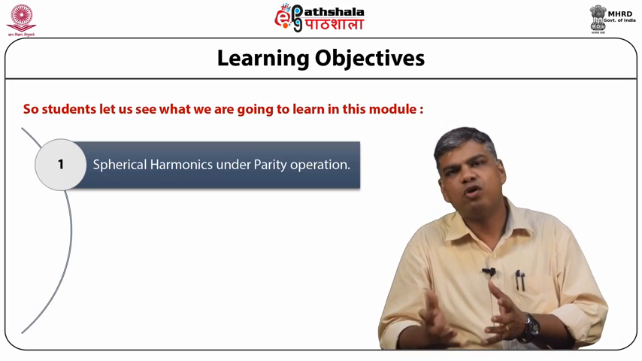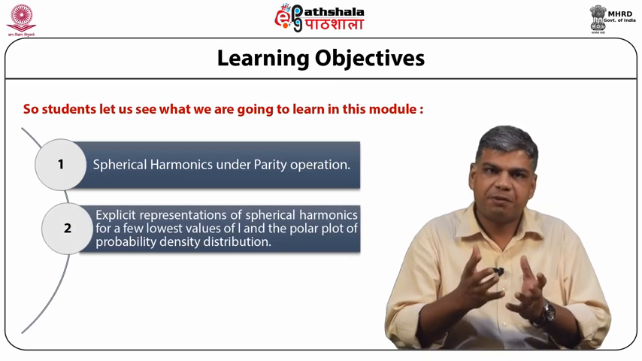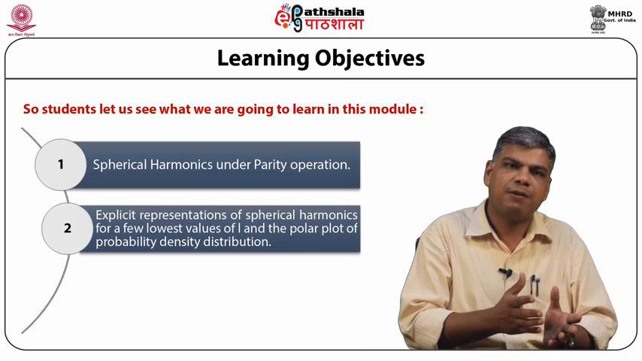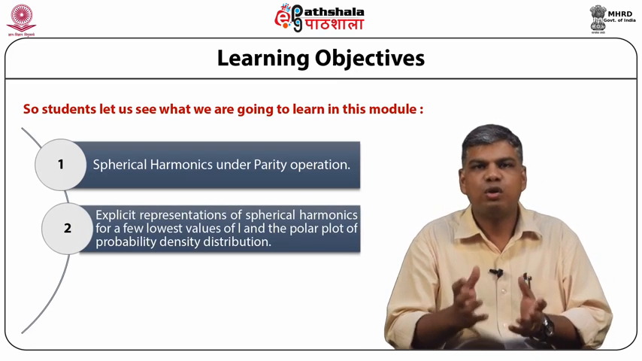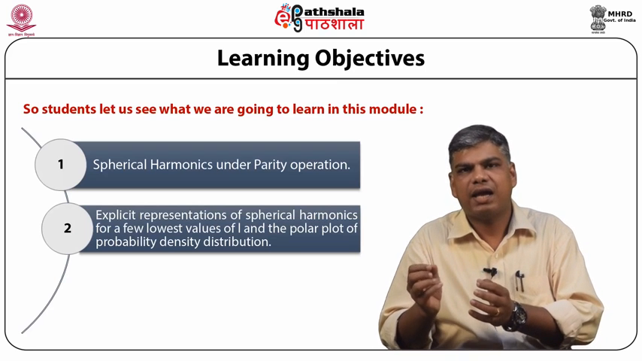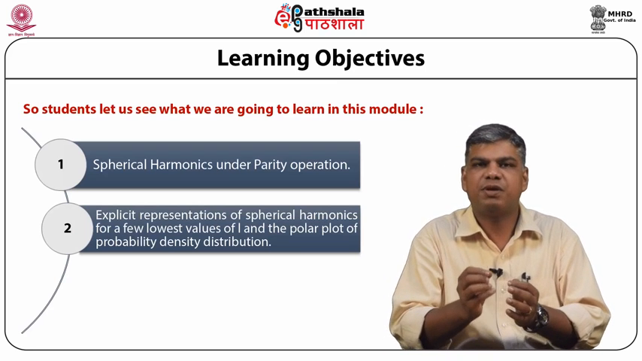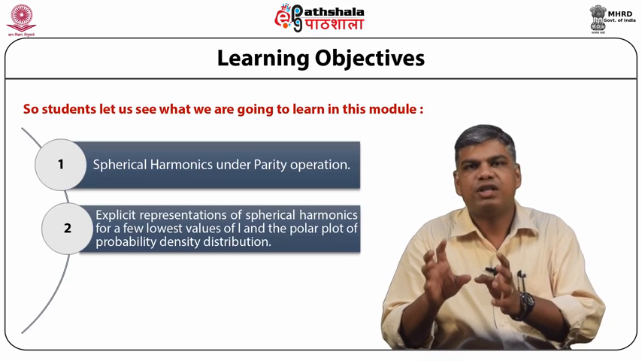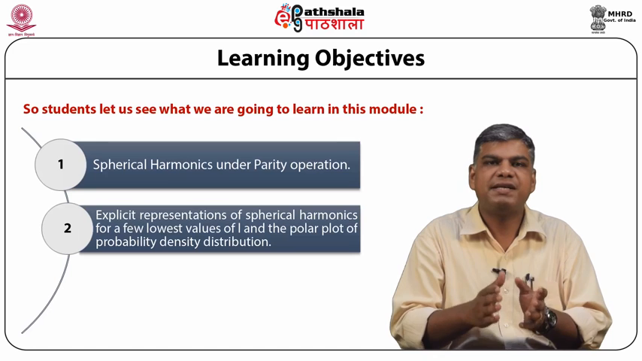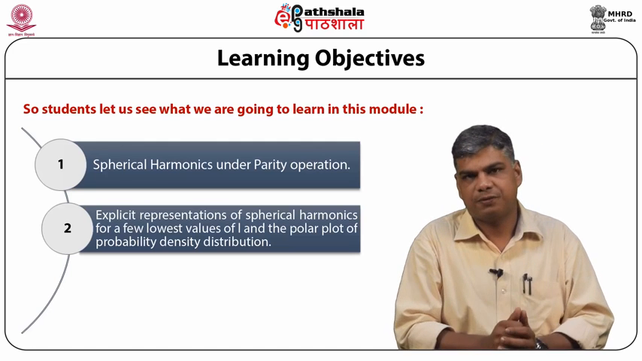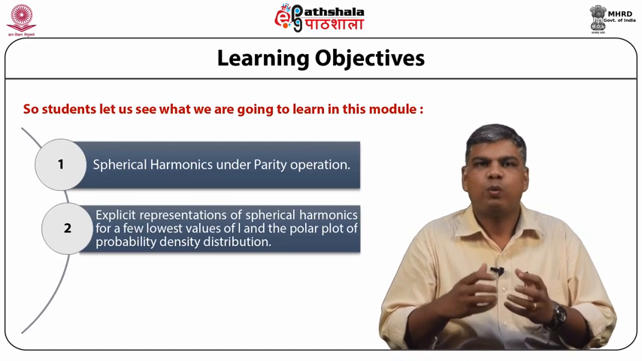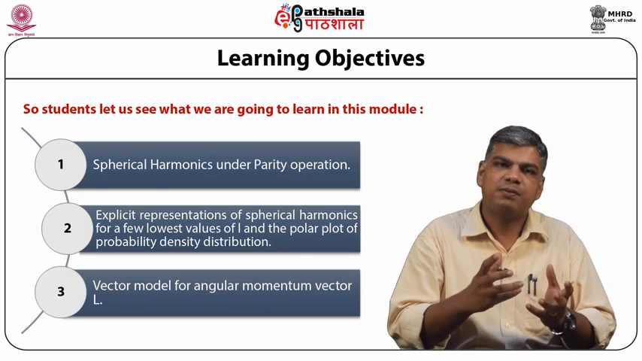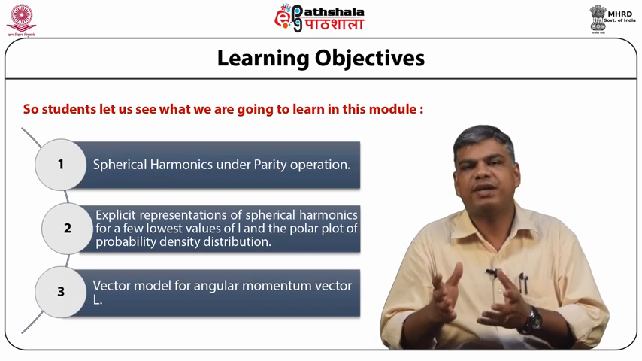Then we'll move on to the explicit representations of spherical harmonics for a few lowest values of the orbital angular momentum number L, and we'll then try and draw the polar plots of the probability density distribution. From there, we'll then move on to the vector model for angular momentum vector L.